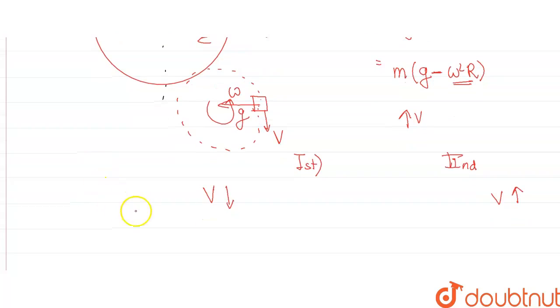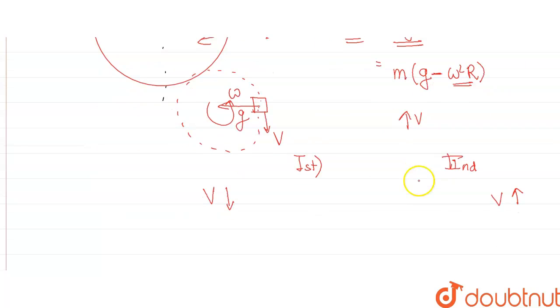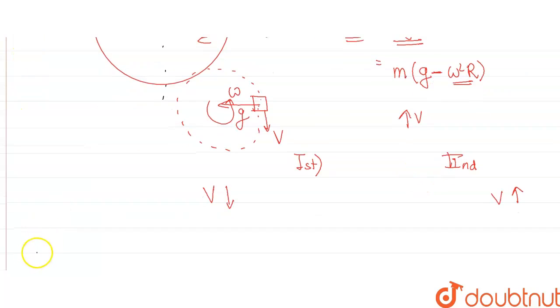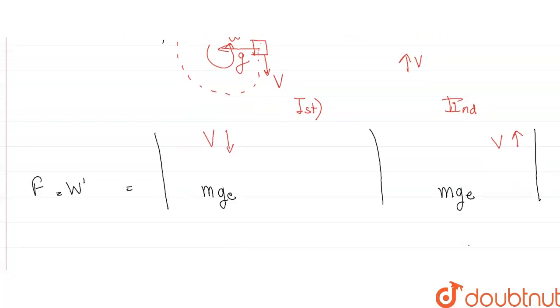Now see, similar to the above approach, F equals W naught equals m g apparent. Here also we would need F equals W dash equals, for the first case, m into g apparent, but this g apparent and the earlier one would not be exactly equal. Why exactly? Let me show you.